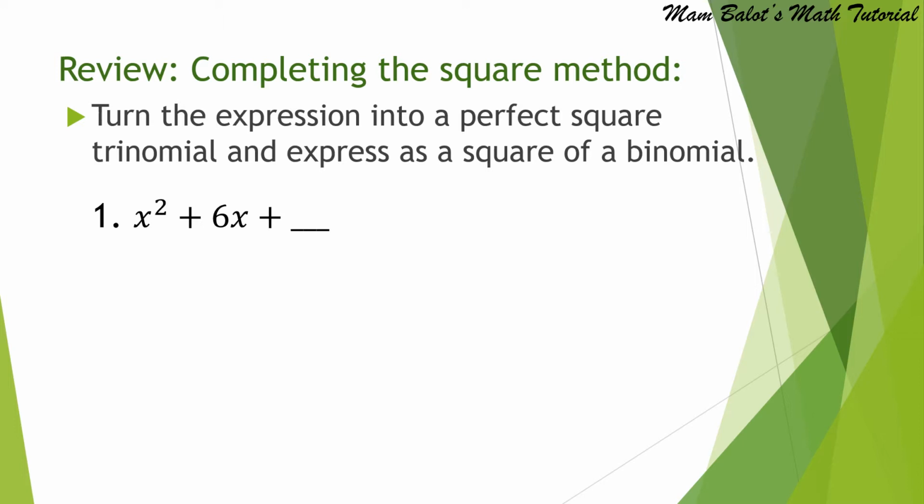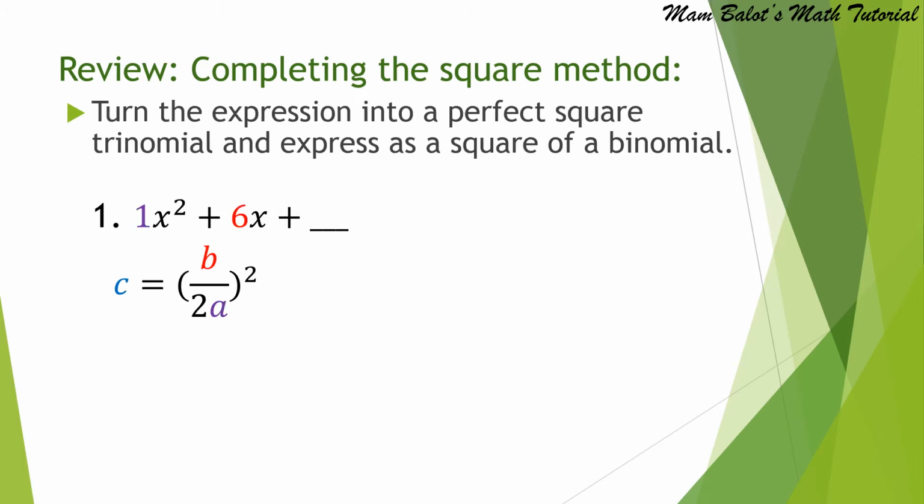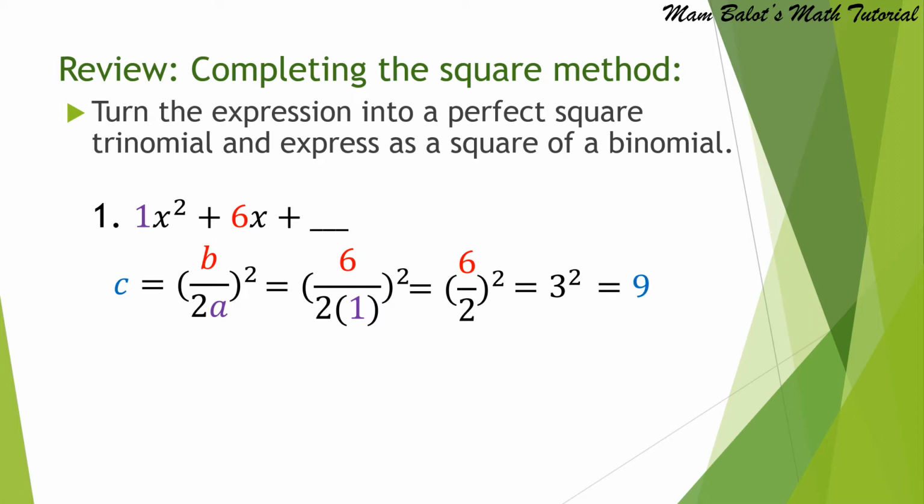Number 1, x squared plus 6x plus blank. To get the last term, we can use the formula c equals (b over 2a) squared. In our expression, a is 1 and b is 6. So therefore, c can be computed as (6 over 2 times 1) squared. 2 times 1 is equal to 2. Then we have 6 divided by 2, which is 3. And 3 squared is equal to 9. So the last term in the expression is 9.